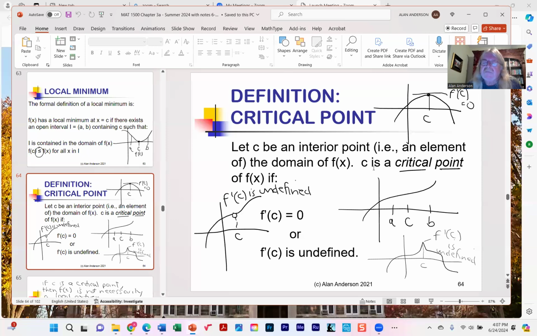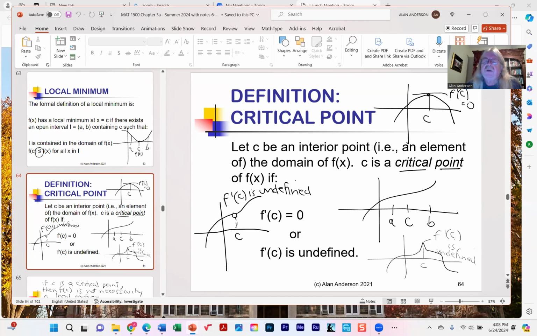Now, a critical point is an interesting concept. This is a point potentially where the function reaches a maximum or a minimum. But a critical point can actually refer to something a little different. A critical point can also occur if the derivative is undefined at that point.